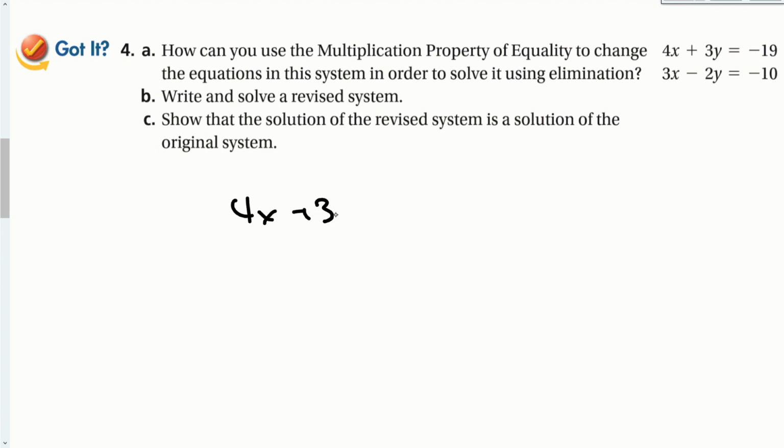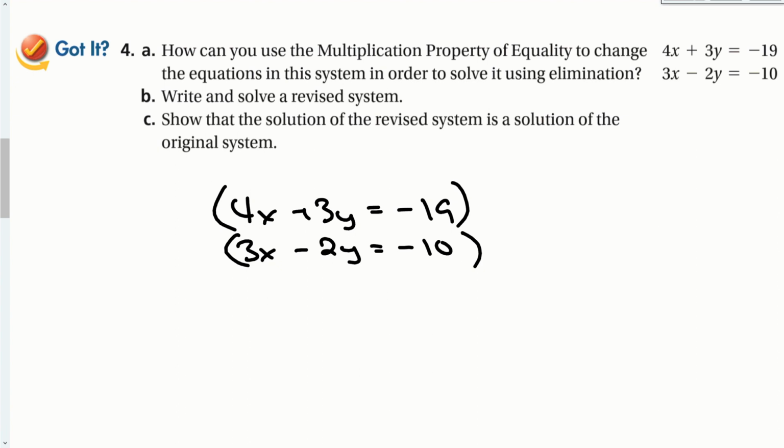4x plus 3y is equal to negative 19. 3x minus 2y is equal to negative 10. And again, I like to pick the numbers that are going to work the best. I see a positive 3 and a negative 2, which means I don't need to worry about a negative sign, and I'm going to multiply the top by 2 and the bottom by 3. Okay? I could multiply the top by 3 and the bottom by negative 4, but those are bigger numbers, and one of them's negative, so that seems a little bit harder to me.